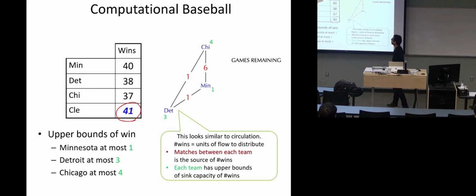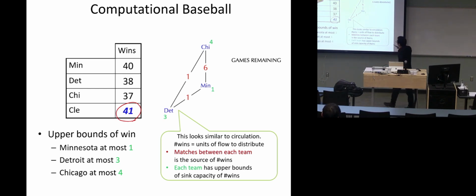But this means what? In order for Cleveland to be the first in the tournament, Minnesota can win at most 1 more, and Detroit at most 3 more, and Chicago at most 4 more. Okay. And now you can think like this.